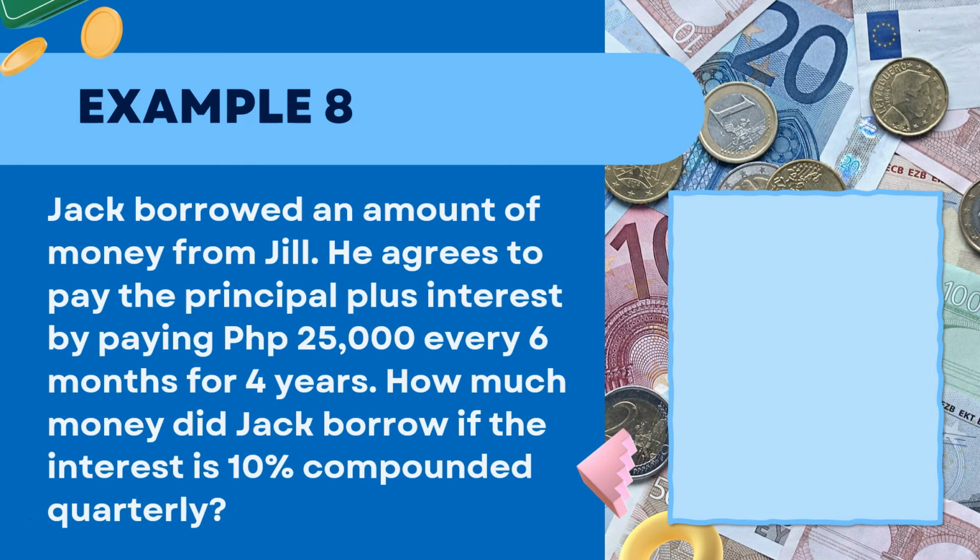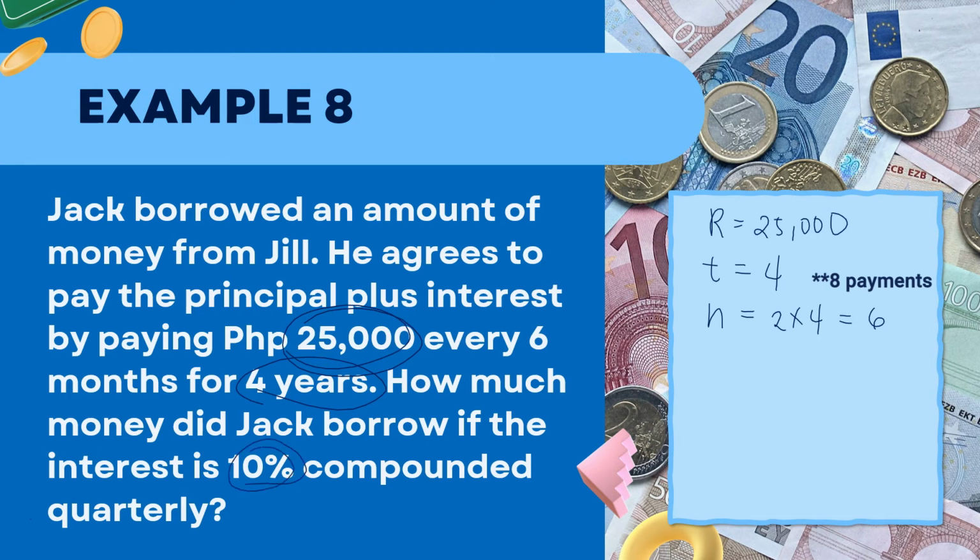Ayan. So, ang babayaran daw, yung regular na babayaran ni Jack is 25,000. So, that is our R. Then, ang length po natin o yung term po natin is 4 years. Then, every 6 months daw po siya magbabayad. So, ibig sabihin, twice a year. So, twice ng 4, that means, meron tayong 8 payments.